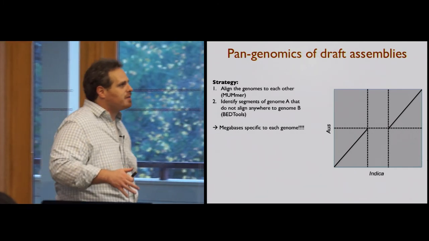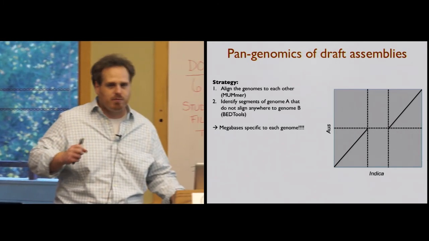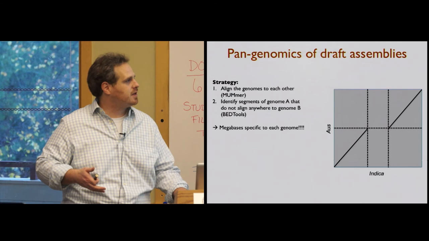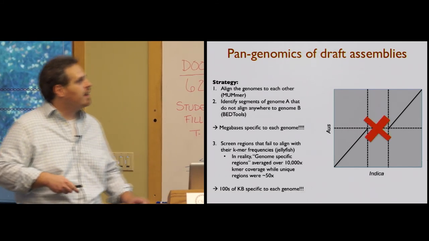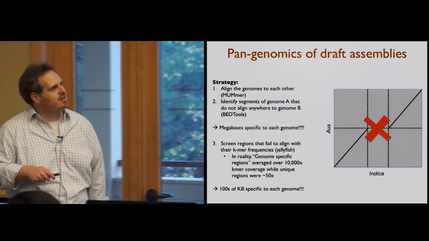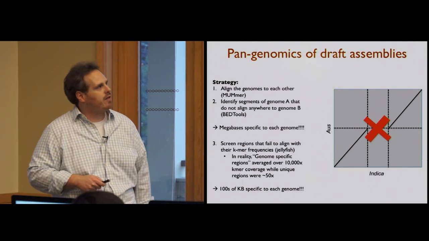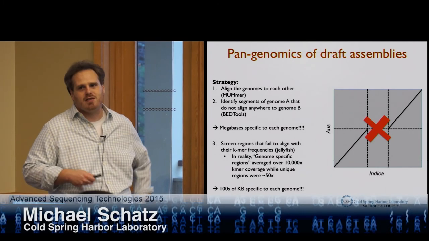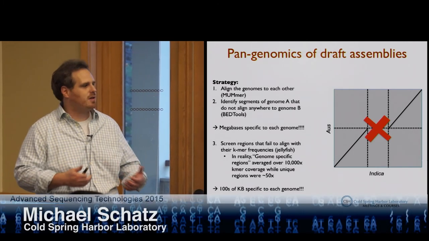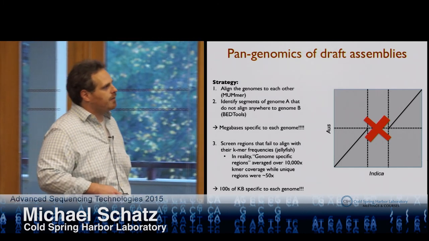I bring this up only to be really careful, and that's because these were relatively low quality Illumina assemblies by today's standards. In reality, a lot of these regions that seem to be only present in one genome or the other were actually just repetitive elements that were not particularly well assembled in one genome or the other. So you just have to be really careful about this.